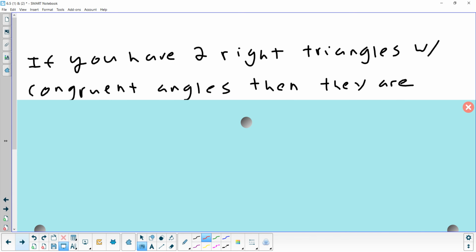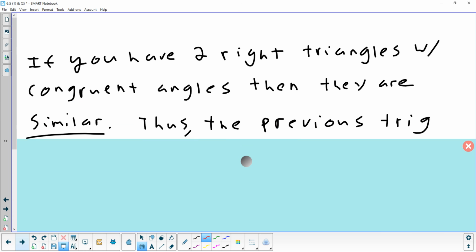Remember? Begins with an S. Symmetrical. It was a good guess. Not symmetrical. Anyone have another guess? Two shapes where one could be a larger or smaller version of the other? Yep. Similar. Okay.